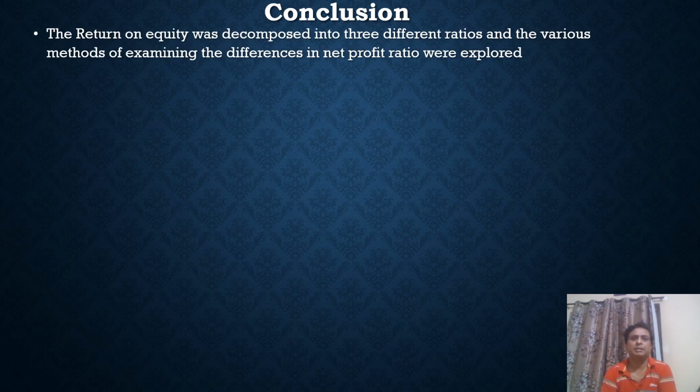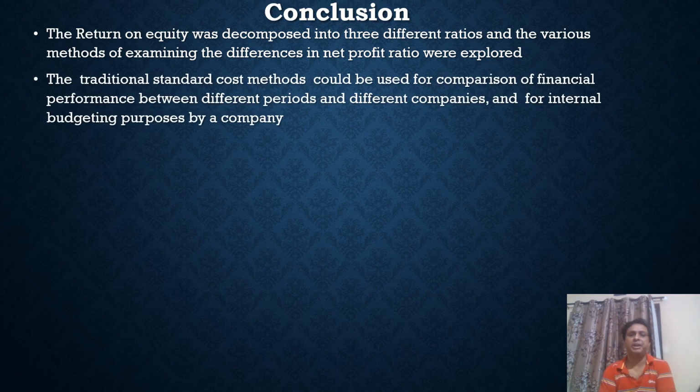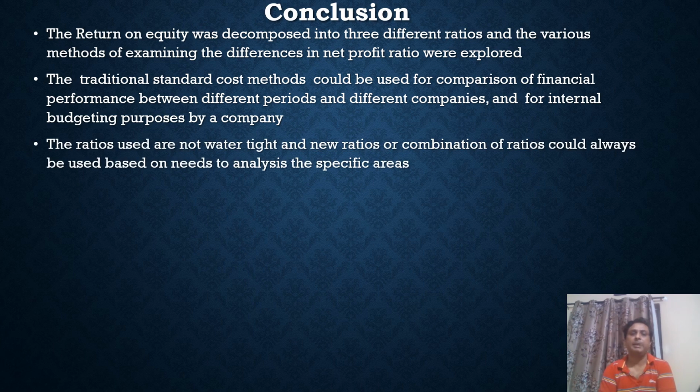We examined various aspects of financial ratio analysis pertaining to net profit ratio in this presentation. The return on equity was decomposed into 3 different ratios, and the various methods of examining the differences in net profit ratios were explored. The traditional standard cost methods could be used for comparison of financial performance between different periods and different companies and for internal budgeting purpose by a company. The ratios used are not watertight, and new ratios or combination of ratios could always be used based on needs to analyze the specific areas.